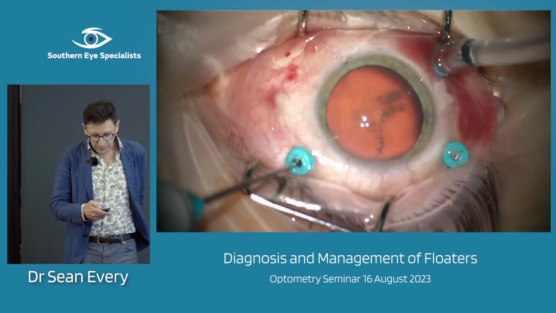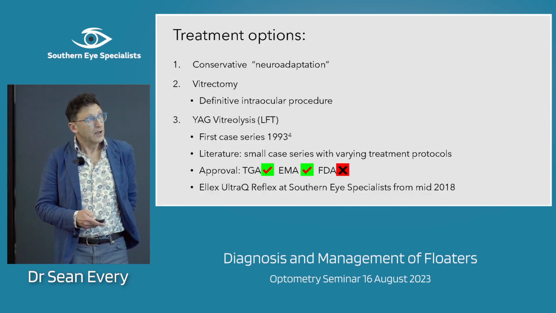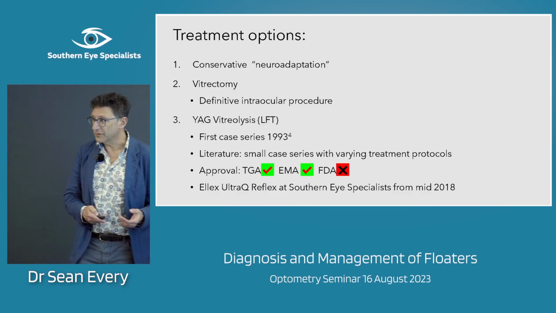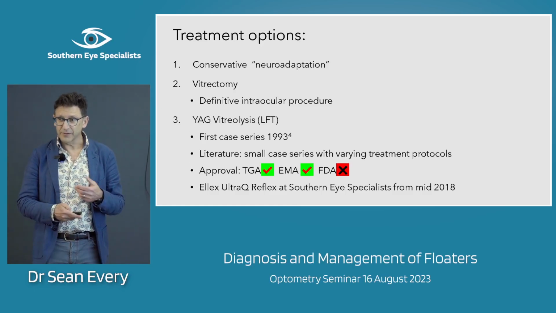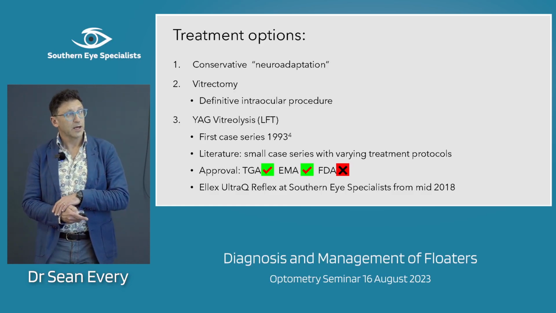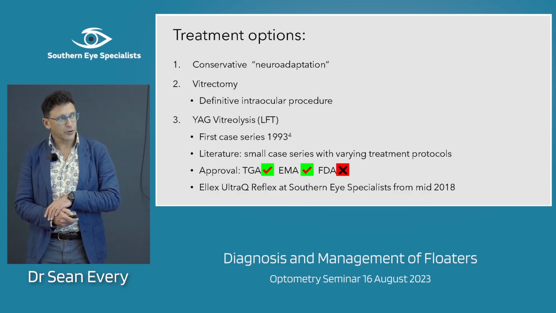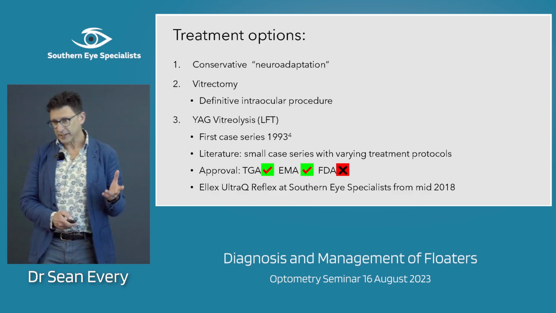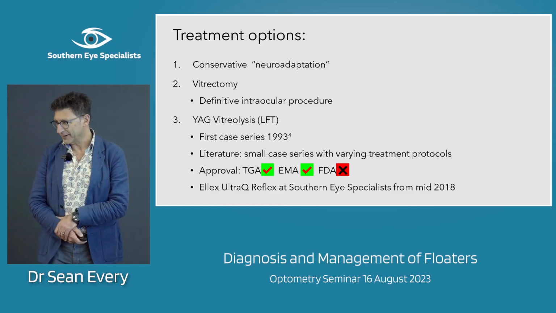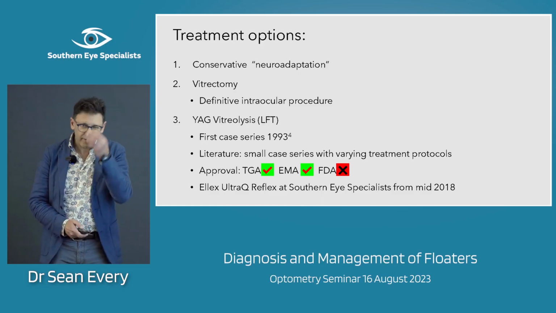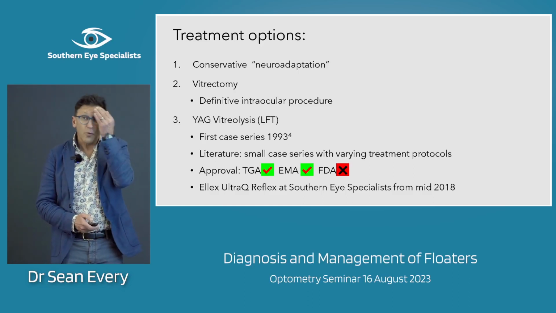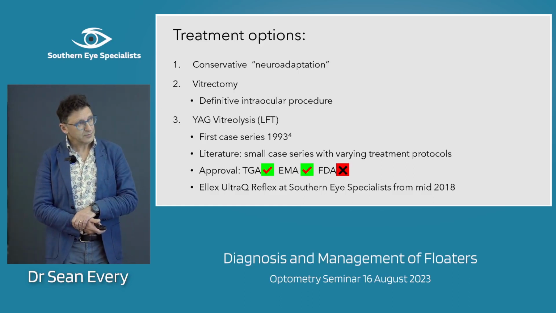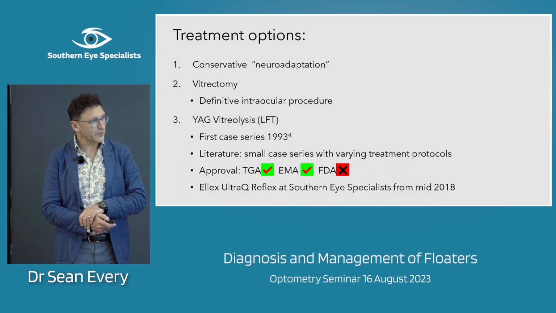It's constantly swirling around. So, treatment options. Traditionally it's been conservative, this whole concept of neuroadaptation: give it 3 months and hopefully it doesn't bother you anymore. Vitrectomy is a totally definitive intraocular procedure, and I tell people that I can get rid of 99% of their floaters with vitrectomy. But yes, if they sit there and look at a white wall and flick their eye around, they might see a shadow or two. And you always have to have that clause for some people.